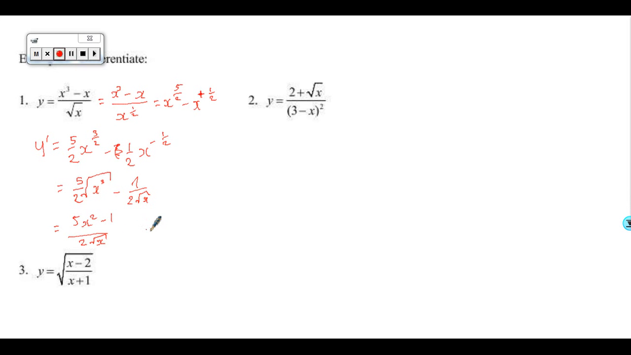Okay, do that. I told you this unit is a lot about algebra, and this will help you with your algebra to do these things. Okay, let's look at the second example here. All right.